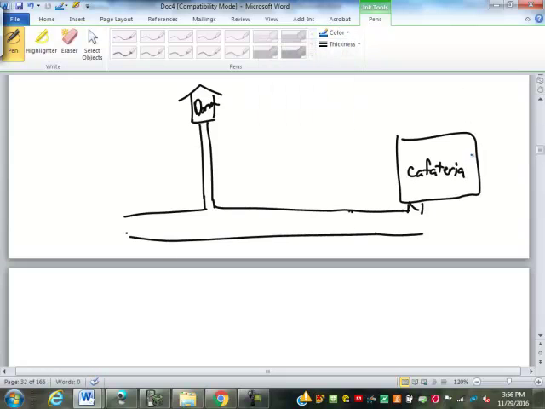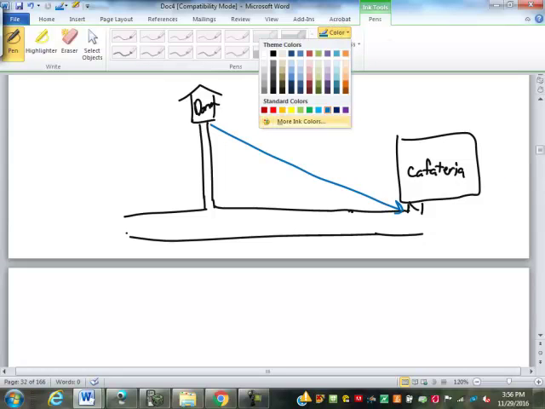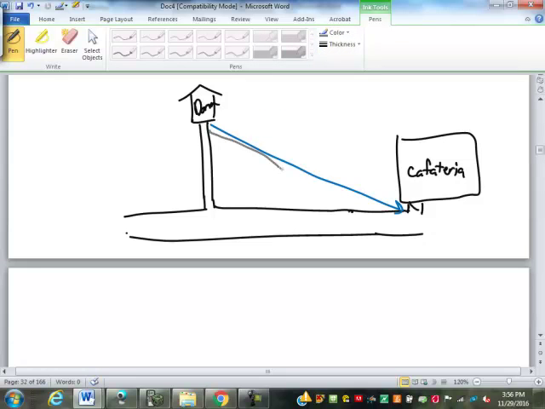And the problem that they're having is students tend to just walk right across the lawn from the dorms to the cafeteria. And the lawn is taking a beating. So they are going to install a sidewalk across here so they can just walk across.